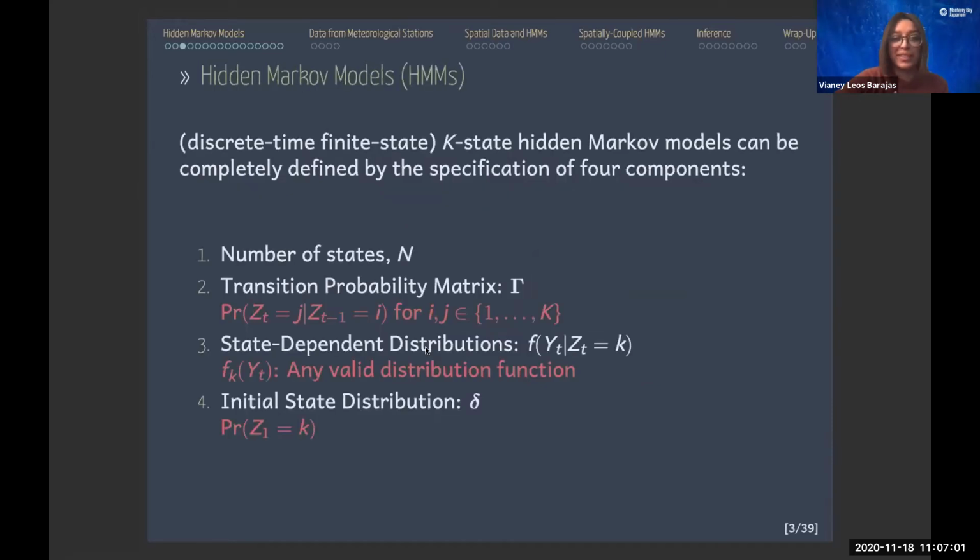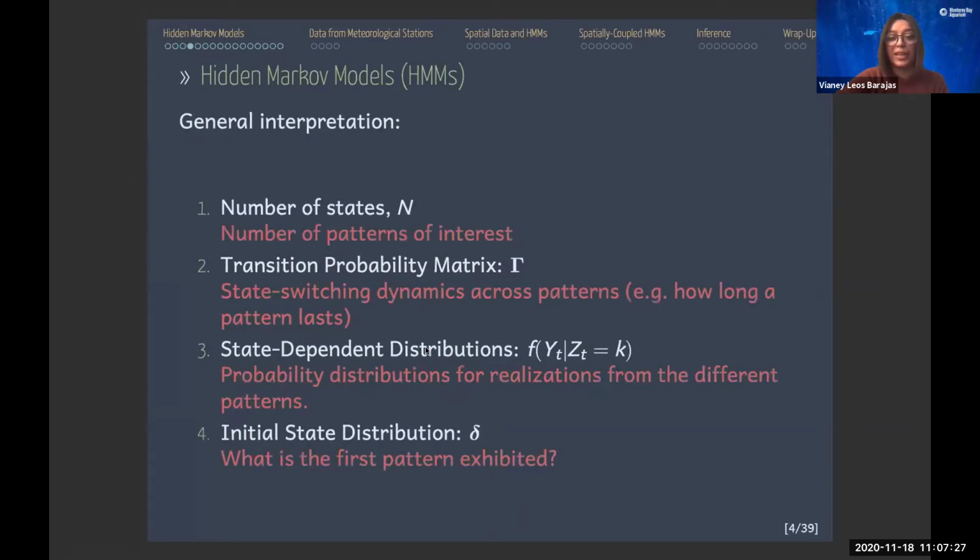So just a basic definition, I tend to work with discrete time, finite states, which means I have a K-state hidden Markov model. It's completely defined by specification of 4 components. You have the number of states. Your latent process Z is a Markov process. So you have a transition probability matrix that defines how you transition among those states in the Markov chain. You have state-dependent distributions, and you have initial state distributions. And what that means in practice.